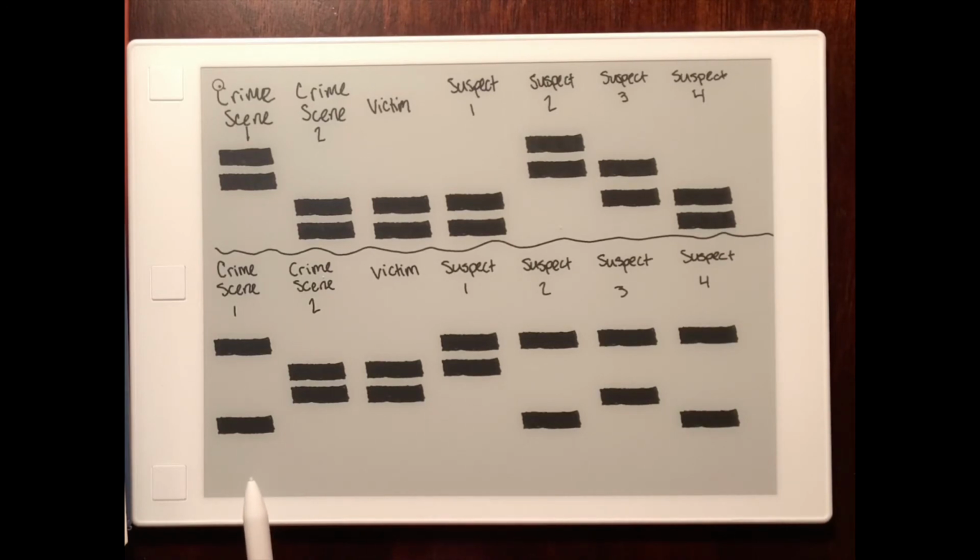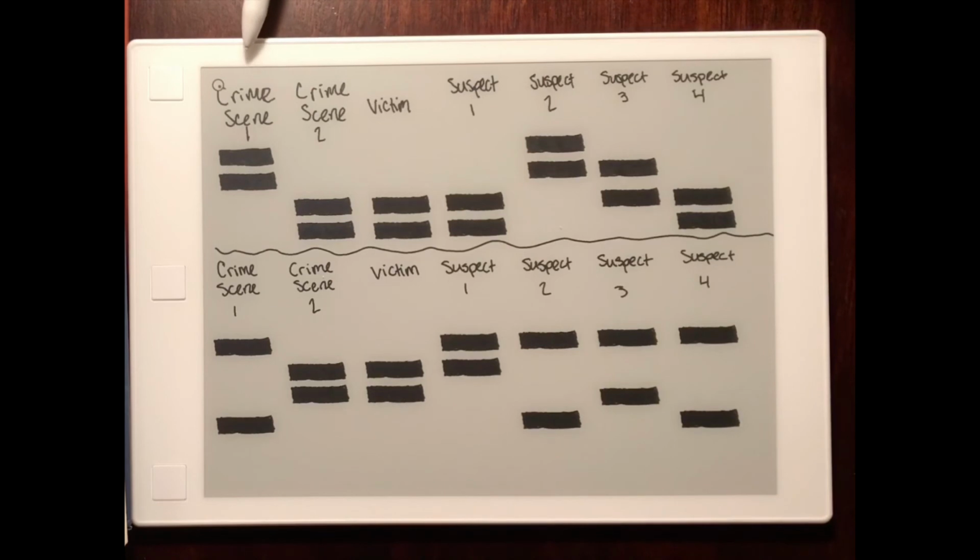And so looking at the second gel, the first piece of evidence matches up with suspect 2 and suspect 4. We can immediately rule out the victim, suspect 1 and suspect 3, because those 3 individuals do not match up with the first piece of evidence at both alleles. So for the first piece of evidence, we have narrowed it to suspect 2 and suspect 4.